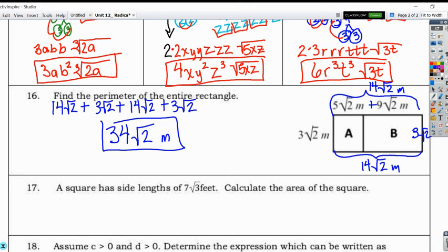17 then talks about a square with side lengths of 7 square root of 3 feet. So if you picture that square, it's 7 square root of 3 on the left and 7 square root of 3 on the bottom. Same 7 square root of 3 on the right and 7 square root of 3 on the top, because that square has all the side lengths the same.